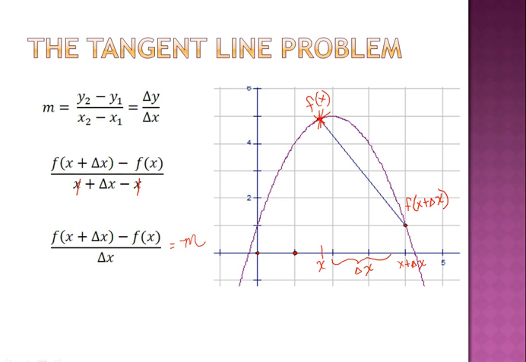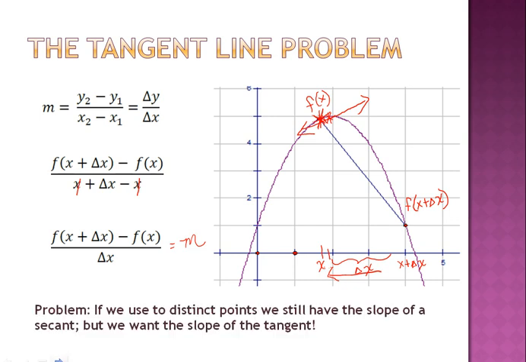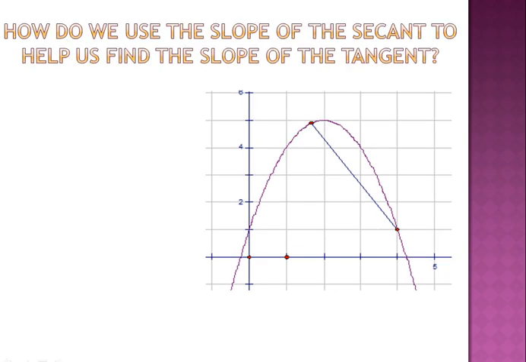So the problem is that if I want to actually know what's happening at exactly this point, I need to get closer. But no matter how close I get, let's say that my delta x now becomes very tiny. It's coming back close to my x, and I get a point that's closer. I'm still studying the change between 2 points. And that will always be the slope of the secant. What we really want is to study the slope of the tangent, because we want to know what's happening at exactly our point. So let's use our slope of our secant to lead us into our slope of the tangent.